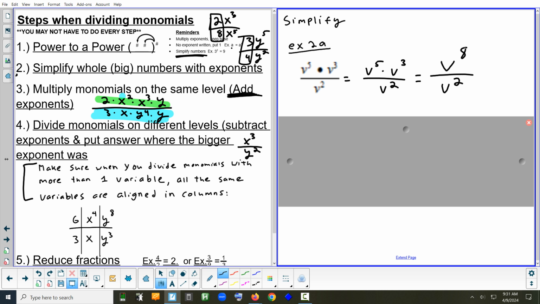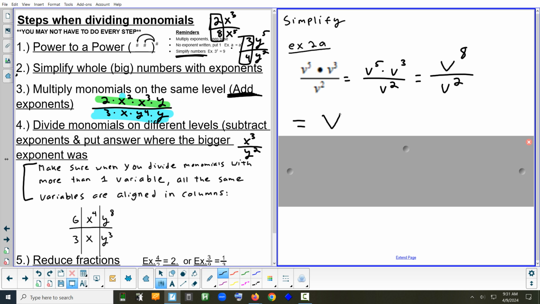Now step 4, divide monomials on different levels. Do we have the same letter in the top and in the bottom? I heard yes and I heard no. Yes, we do. What letter do we have in the top and the bottom? V. Now, is the bigger exponent in the top or the bottom? Top. So where's my answer going to end up then? It's going to end up in the top because there's more in the top.